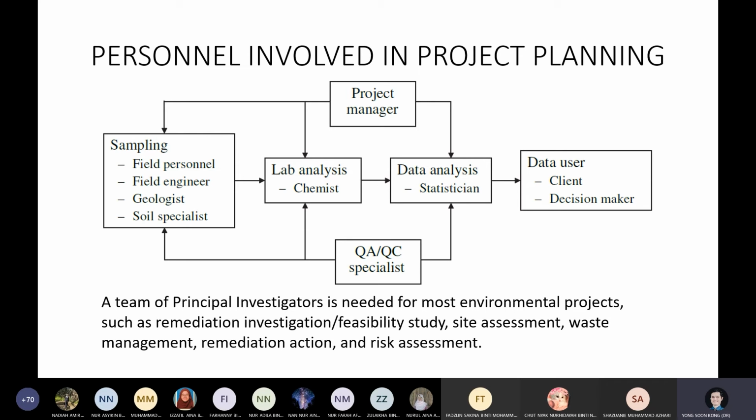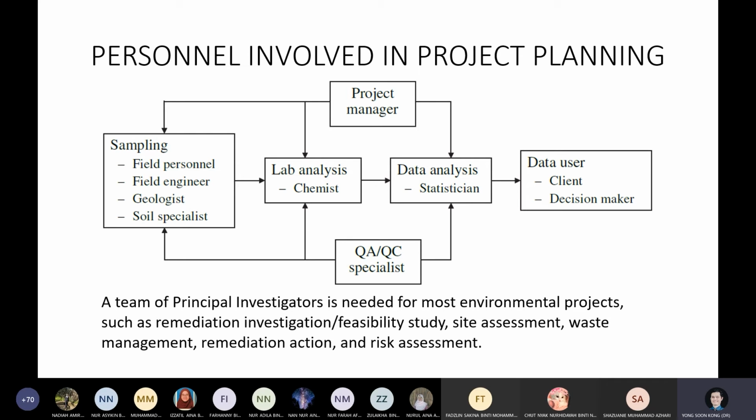So the significance of data is calculated, and these are calculated by a statistician. Once you have all the data sorted out and figure out what it is, only then do you channel it to the data user. This data user could be so many people, but most of the time, the data users will be the parties that funded this entire project.